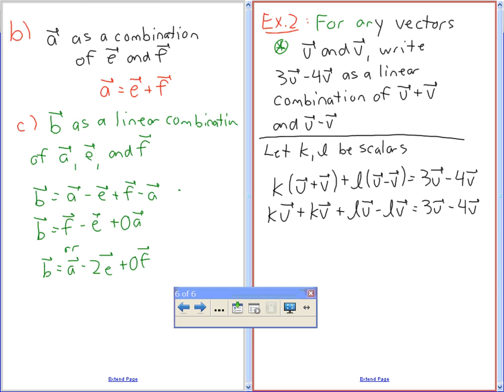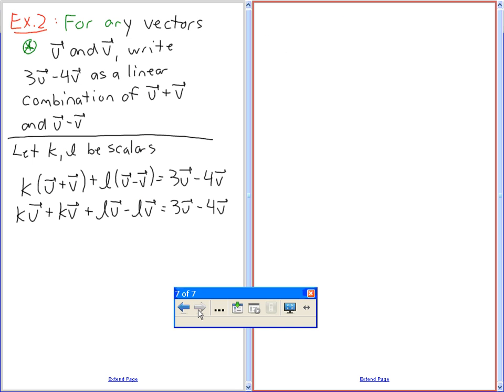What do you mean separate them? Well, what I'm going to do is treat this as two equations now. I'm going to say KU plus LU equals 3U, and KV minus LV equals negative 4V. How can I get away with that?